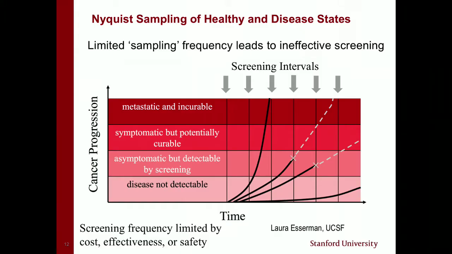So if you look at this from a sampling point of view, this is our screening interval, which is usually limited by cost, safety, or effectiveness of our screening tools. And for different types of disease, the progression rate is different. So for this particular disease, we're not able to screen for that cancer in an effective manner. So we end up basically being too late. By the time we detect, it's already too late. Interventional techniques oftentimes don't work out.